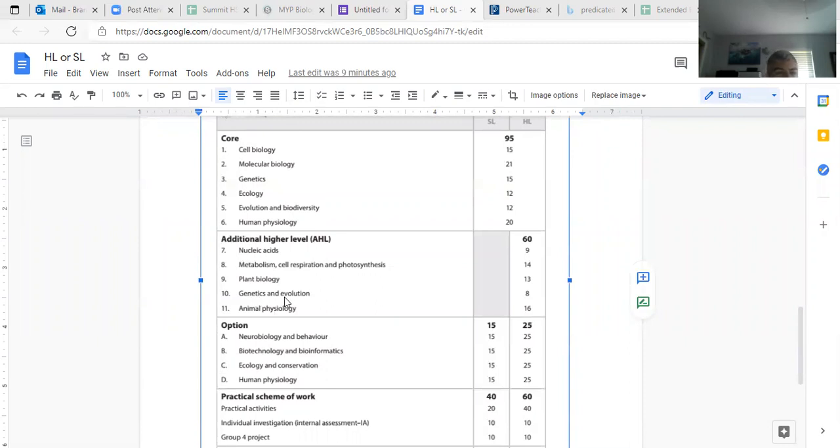And then genetics and evolution gets a little deeper. It's not that much deeper. It's an additional 8 hours of instruction. And then animal physiology is an additional 16 hours of instruction, so about 12 class periods.